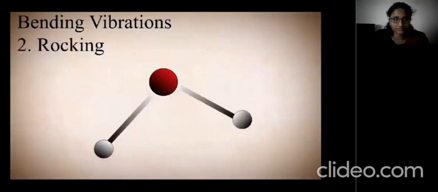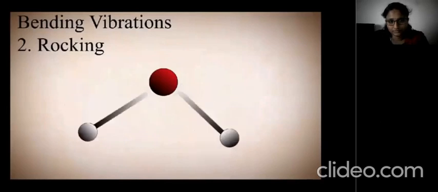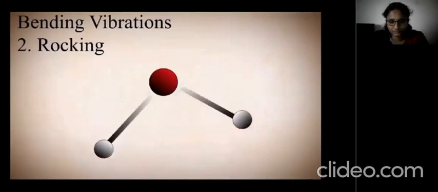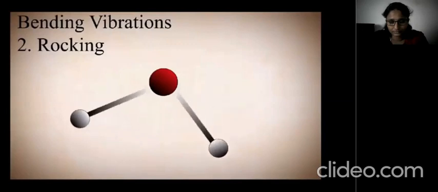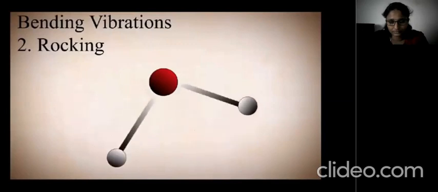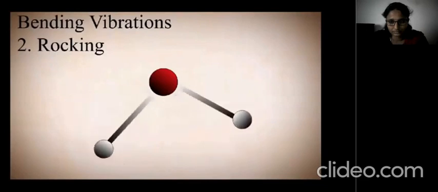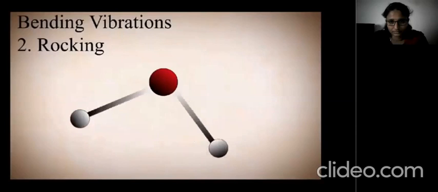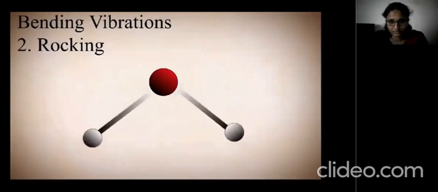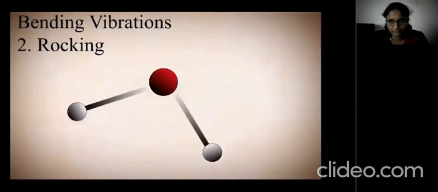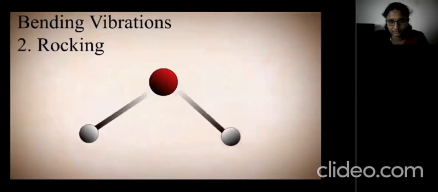Now we have rocking vibration. Again, rocking vibration is an in-plane vibration. Here you can see both the atoms are vibrating in the same plane. You can see it is in a clockwise direction as well as in an anti-clockwise direction. But the important part is both these vibrations are in-plane vibrations.